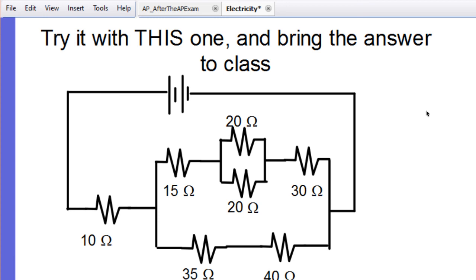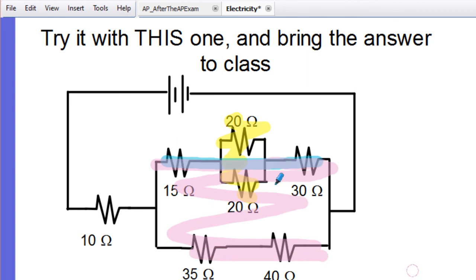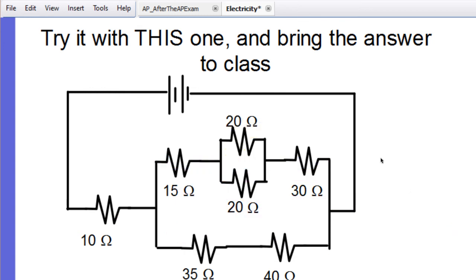Now, I want you to attempt this one and bring the answer to class. If you'd like a hint, I see a section there that can be simplified. I see a section here that can be simplified. Then I see a section here that can be simplified. And then a section here that can be simplified. If that didn't help, well, ignore it. All right, good luck.